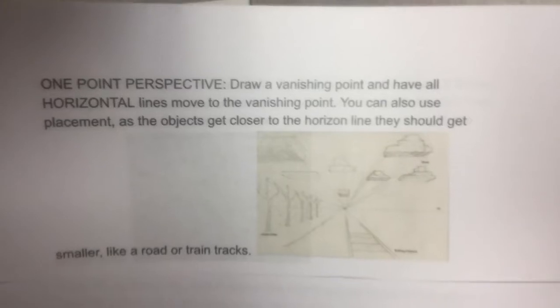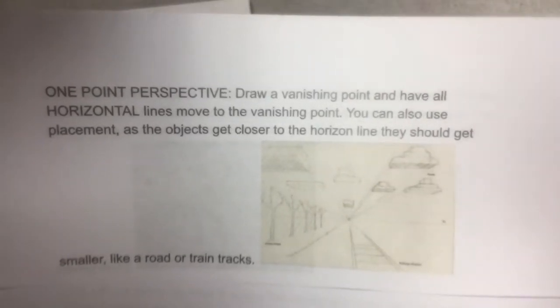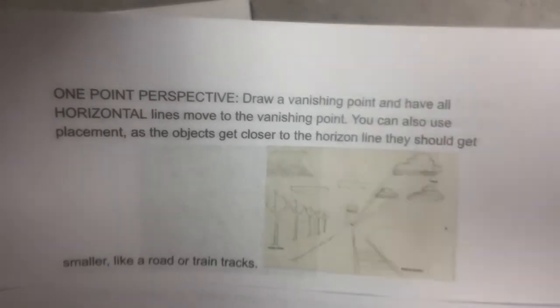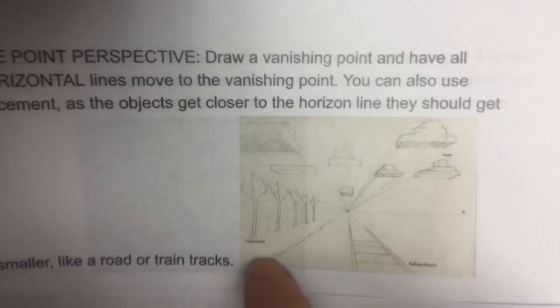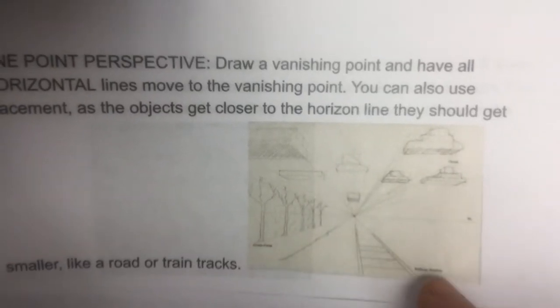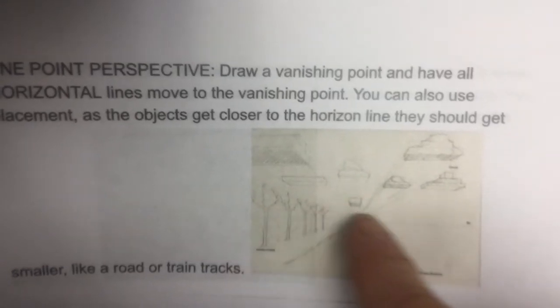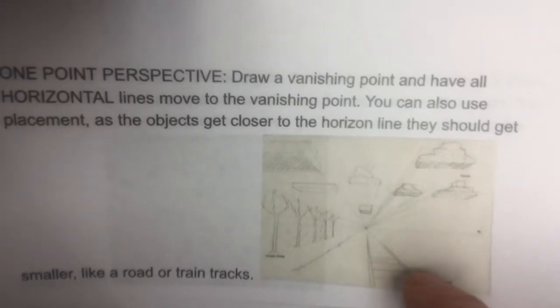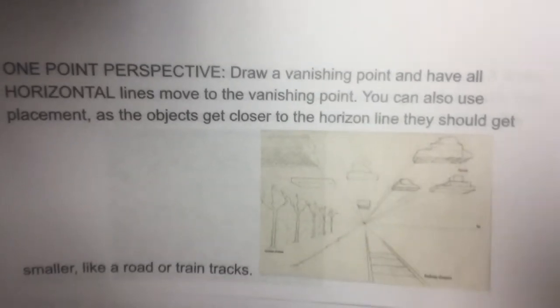All right, the next one we're going to try is called perspective. We're just going to do 1-point perspective, and that is when you have a vanishing point and all of your lines that do not go across the paper like the horizon line, all of your lines will go towards your vanishing point. It's kind of like train tracks. So let's try that one.